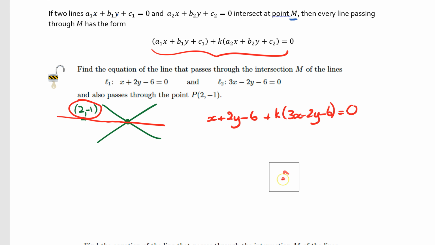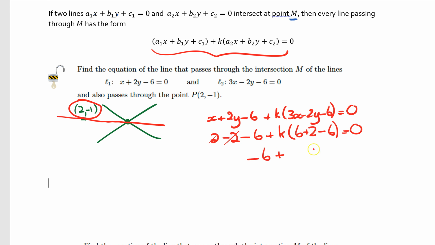So when x equals 2, this is 2, plus 2 times y, so that's 2 times -1, minus 6, plus k times, and again, when x equals 2, that'll be 3 2s are 6. This will be -2 times -1, which is then plus 2, and minus 6. Gather stuff together, so 2 minus 2, so I've got -6 plus k times, in here I've got 8 minus 6, which is 2k.